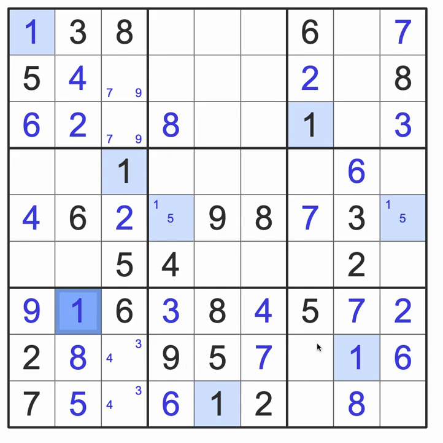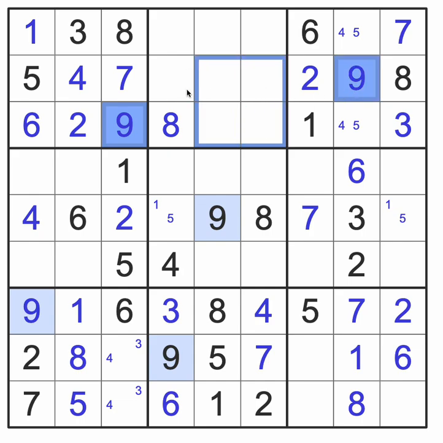Okay. And now these are 4, 5, 9. Here's 4 and 5. That gives me 9, which gives me 7 and 9. And this 9 blocks these. This 9 blocks these. 9, 9 here, block these. Gives me 9 here.